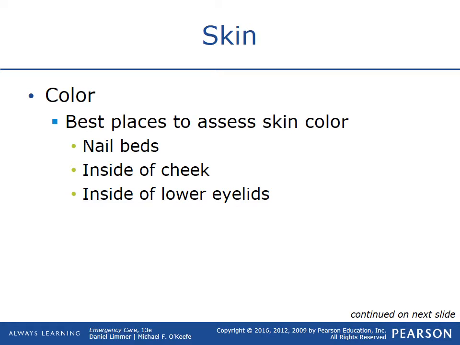Color, checking around the nail beds, inside the cheeks, lower eyelids. Now granted, everybody in the world does not have the same exact skin tone. There's people different ethnicities, races, everything. Their skin looks a little bit different, but generally around the nail beds, inside of the cheeks, around on the gums, all those areas are the same color.